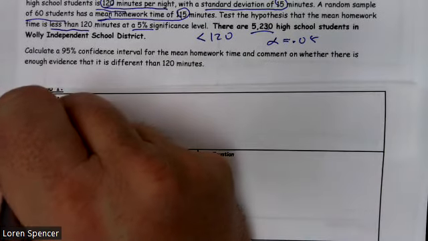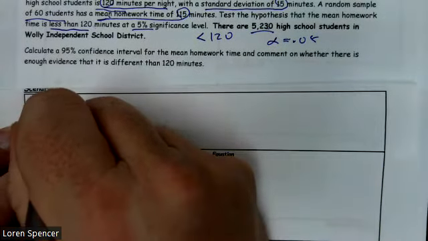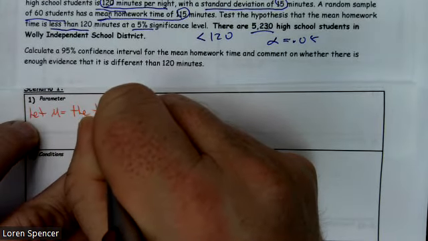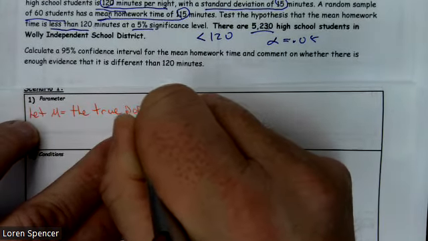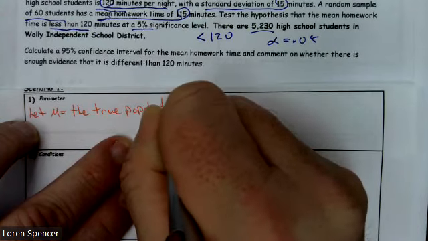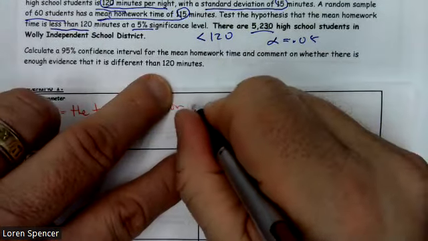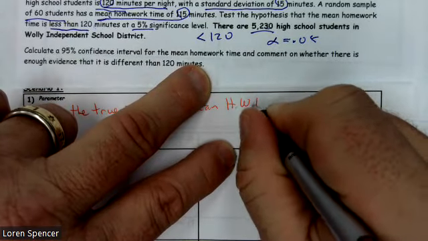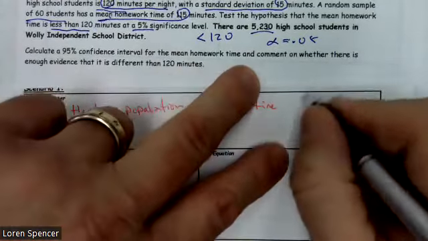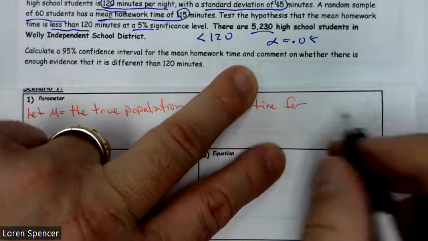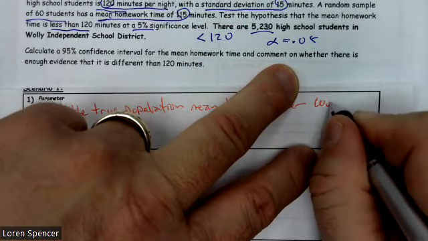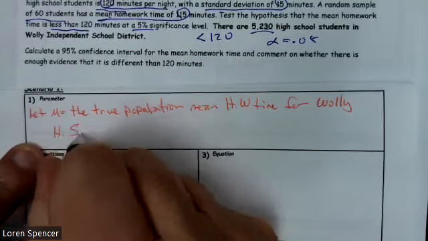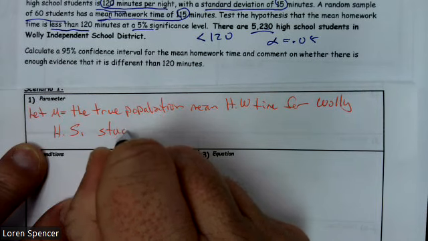So let mu equal the true population mean homework time for Wally High School students.